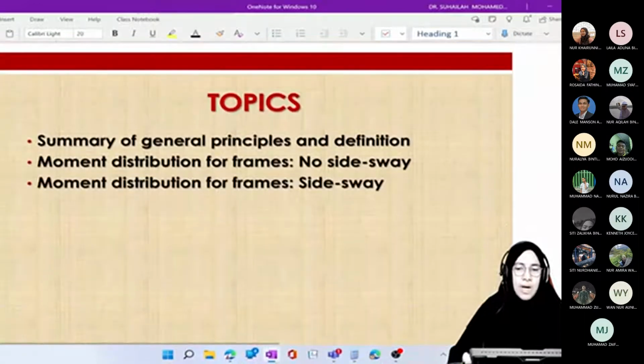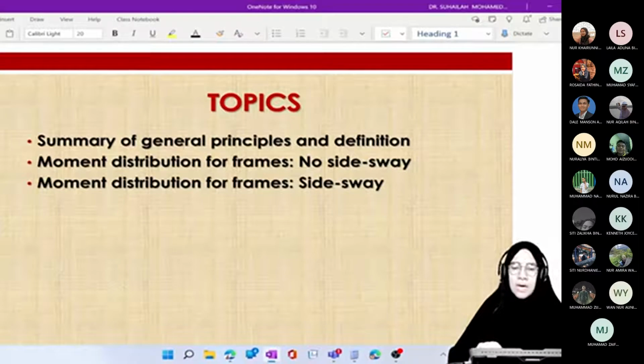So the moment distribution method for frames will cover no-sidesway frames and sidesway frames. The definition, and how to identify whether a frame is sidesway or non-sidesway, has been explained under chapter 11 in the textbook, under the slope deflection method topic. So please refer to that to understand more about how to differentiate between a frame with and without sidesway.